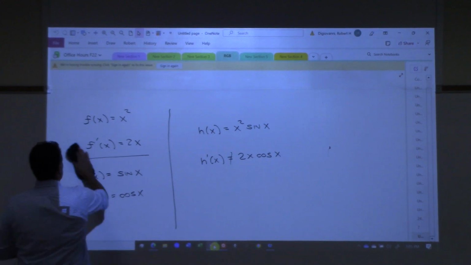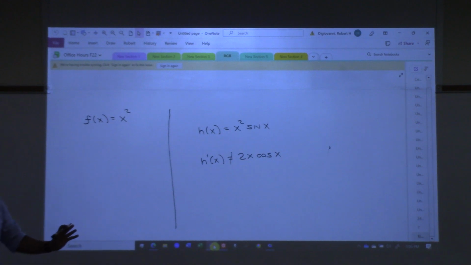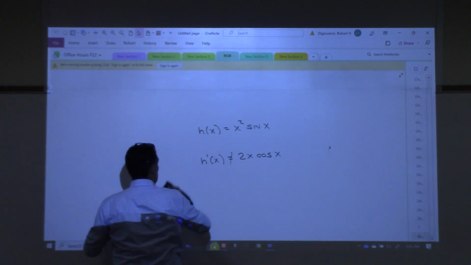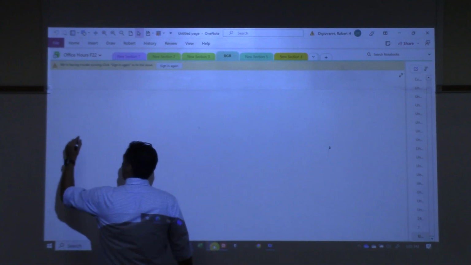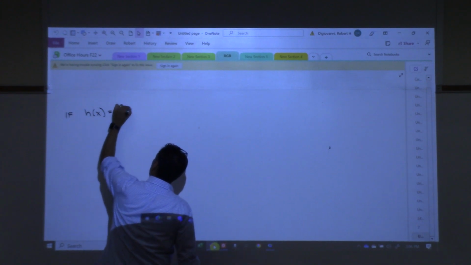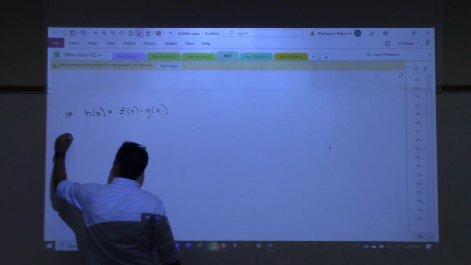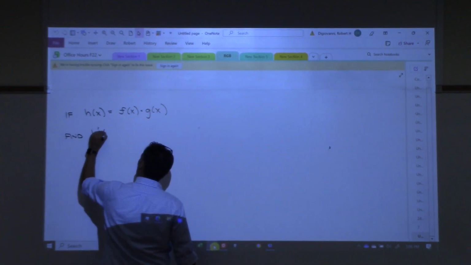So here's what I'm going to do. I'm going to prove it to you. We're going to go back to the limit, and we're going to do a proof of why the derivative becomes the formula that I'm going to give you. The proof is only important to show you where the formula comes from, all right? Once I give you the formula, we don't need the proof anymore. We don't need the limit. So here's what I'm going to do. If h of x is equal to some function f of x times some other function g of x, find h prime of x.